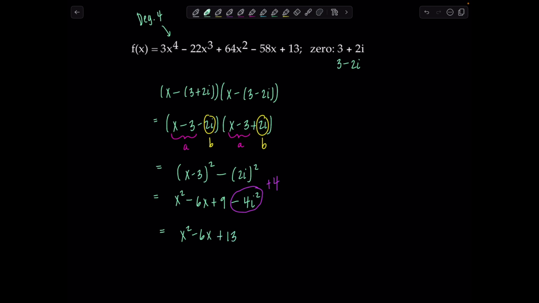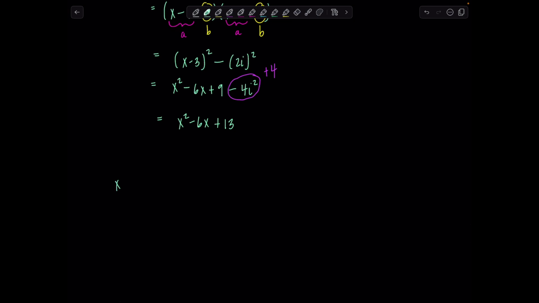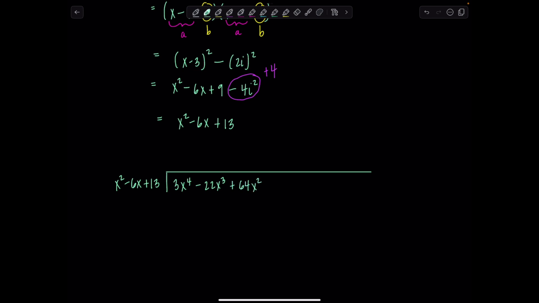How you doing? Okay, once we have this little polynomial, degree 2, that contains these two zeros, now we long divide it into the original. All right. X squared minus 6x plus 13. Divide it into 3x to the 4th minus 22x cubed plus 64x squared minus 58x plus 13. Okay, don't get overwhelmed. Just pay attention to the leading terms. Nobody else matters. What do you multiply x squared by to make it 3x to the 4th?